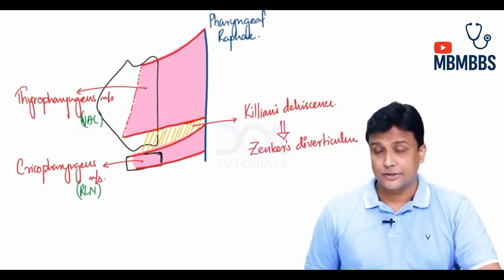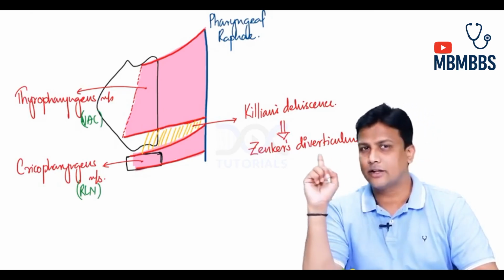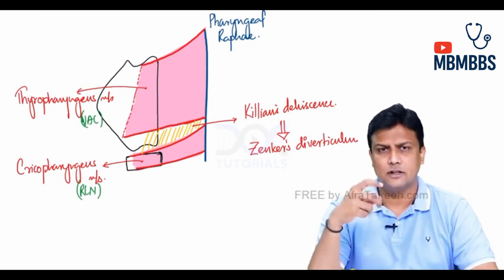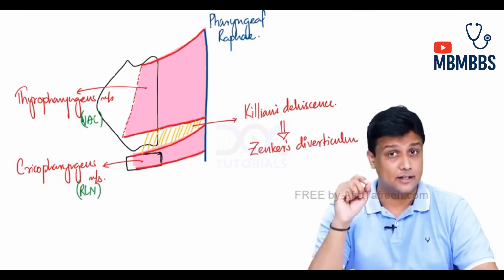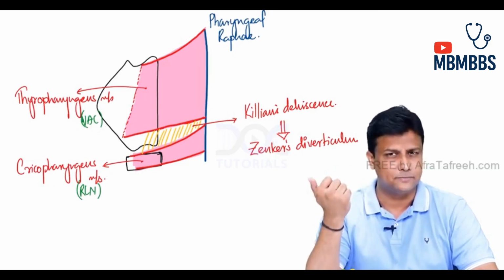So in the inferior constrictor muscle, you have got two parts. Very easy to remember from this diagram here. Thyropharyngeus muscle and then cricopharyngeus muscle. Between these two, the area of weakness, Killian's dehiscence, will lead to a diverticulum. That diverticulum is nothing but Zenker's diverticulum.